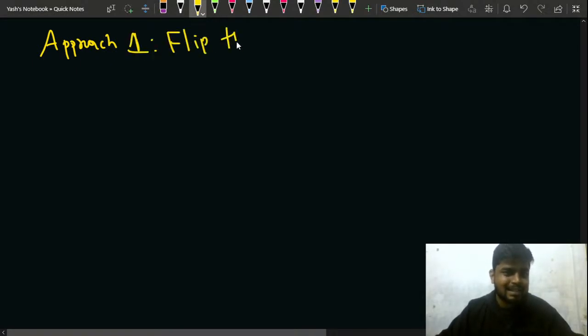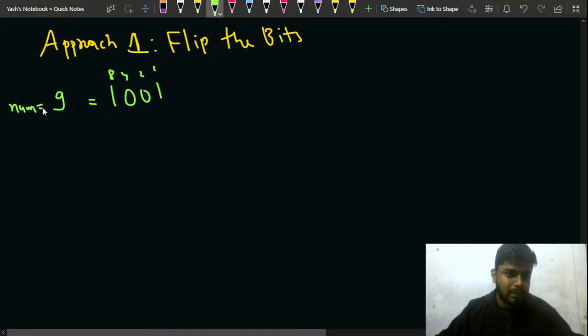So talking about the first approach for doing this problem, can I say that I can flip the bits, which is what has been asked of me? What I mean by that is, let's say I have a number 1001, which is 1, 2, 4 and 8, that is 9. If I have num given to me as 9, then I can take this number and flip it. How can I flip it?